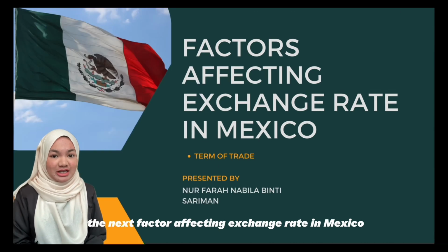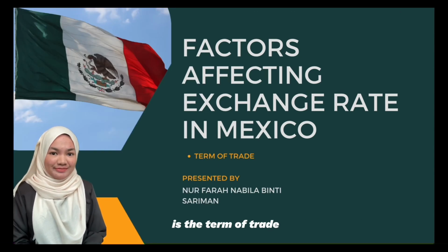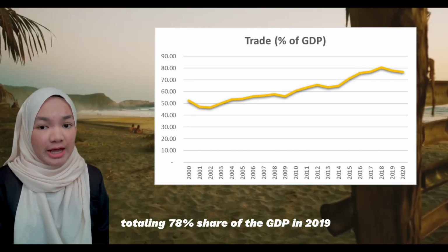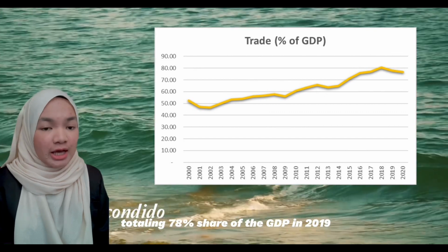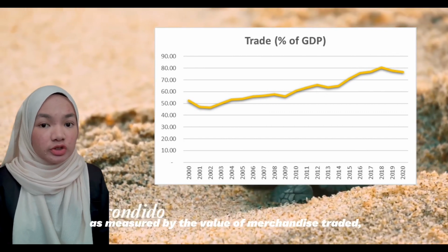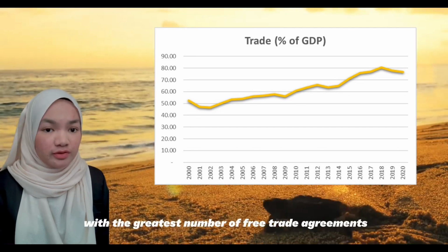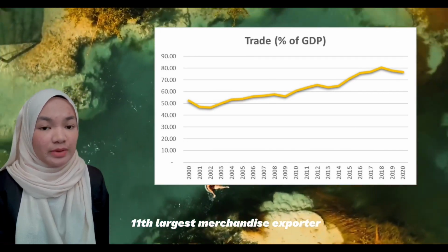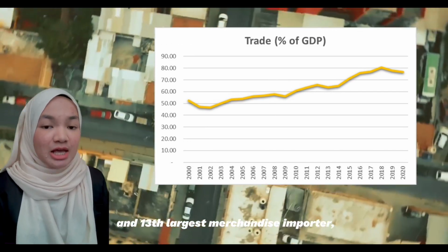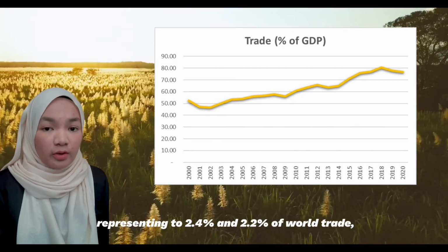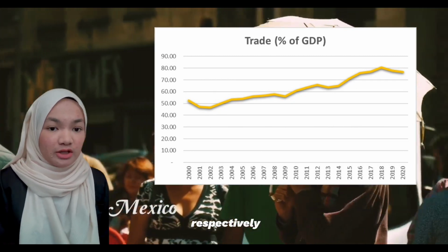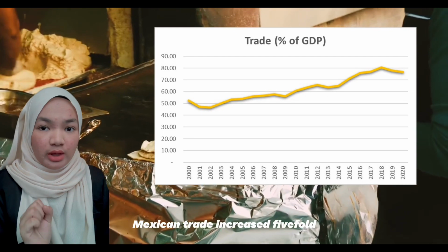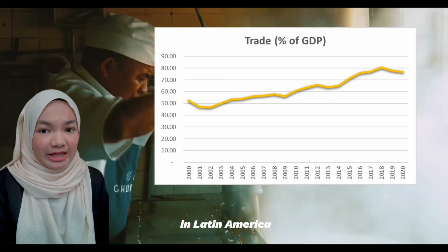The next factor affecting the exchange rate in Mexico is terms of trade. Mexico is a trade-oriented economy with imports and exports totaling 78% of GDP in 2019. It is an important trade power as measured by the value of merchandise traded, and the country with the greatest number of free trade agreements. In 2020, Mexico was the world's 11th largest merchandise exporter and 13th largest merchandise importer, representing 2.4% and 2.2% of world trade respectively. From 1991 to 2005, Mexican trade increased 5-fold. Mexico is the biggest exporter and importer in Latin America.